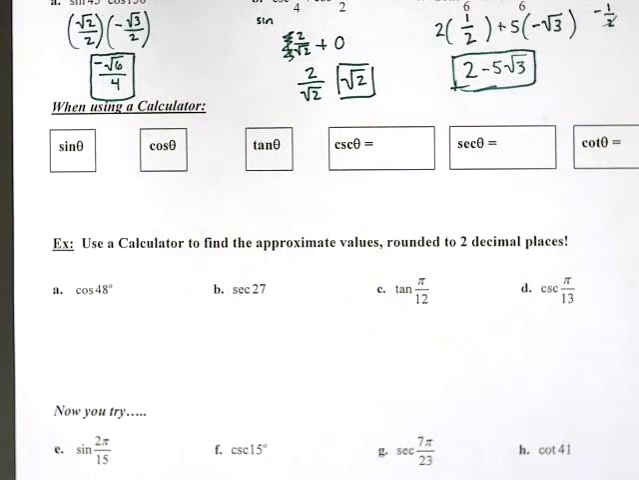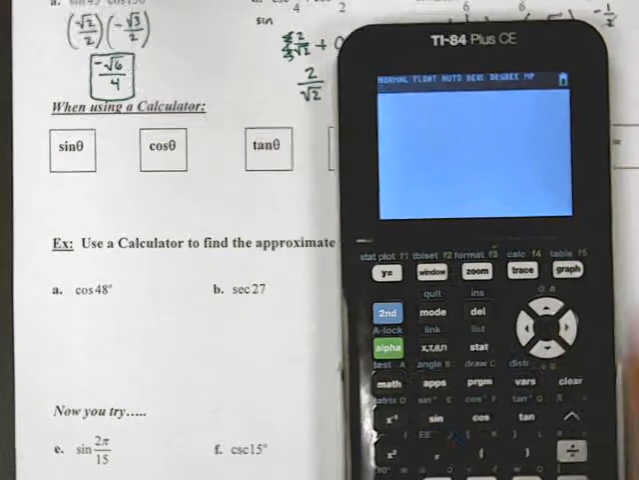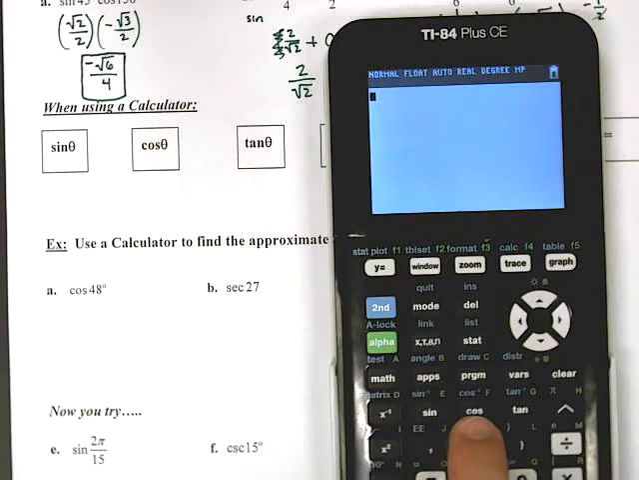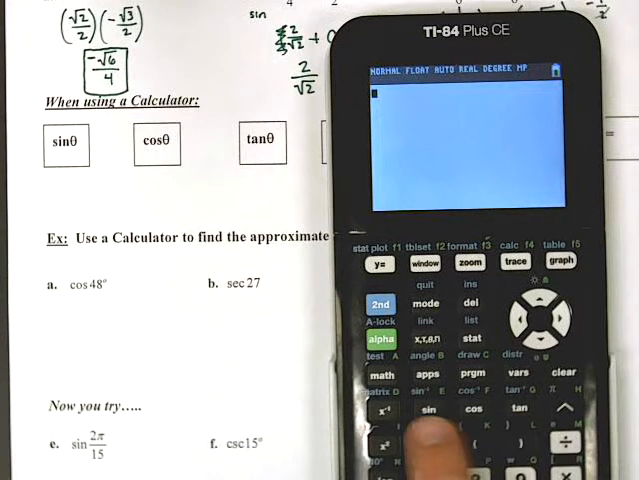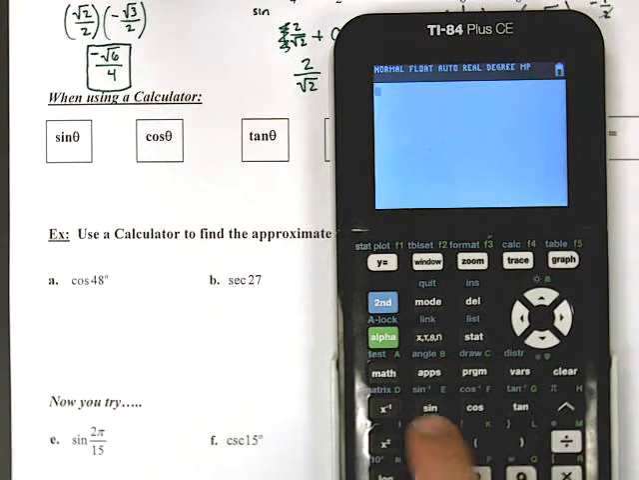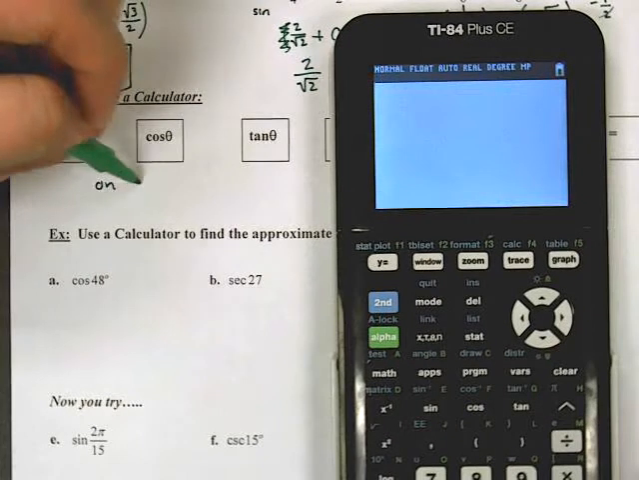Let's make sure that we know where to find sine, cosine, tangent, though I'm pretty sure you guys used this last year. Our sine, cosine, tangent buttons are right here. Sine, cosine, tangent. So these are on the calculator perfectly.